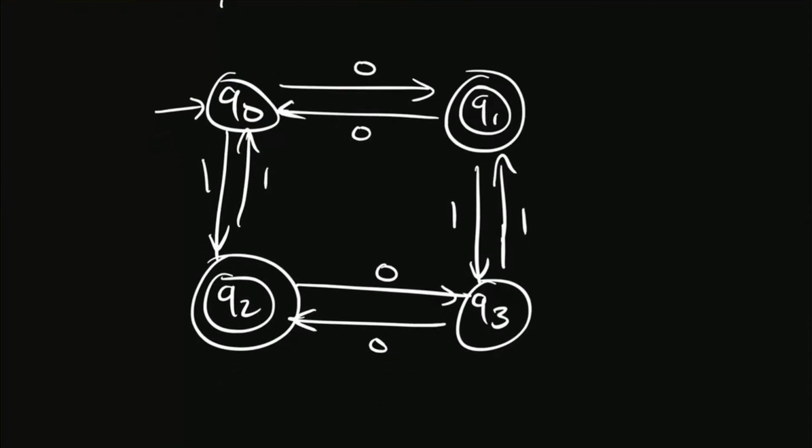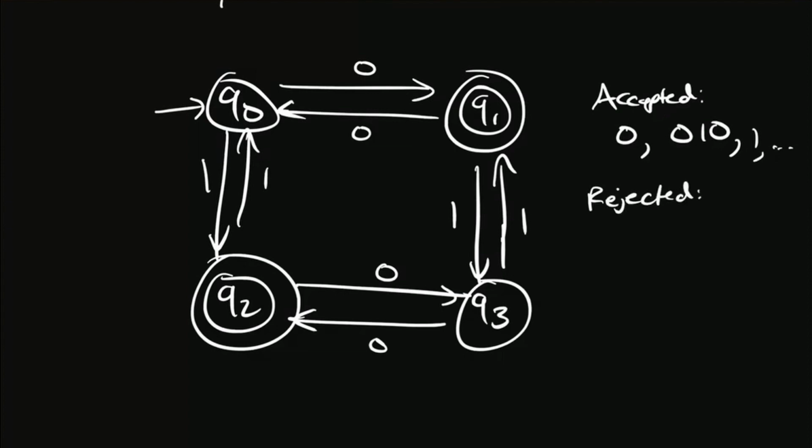So let's see. Can anyone give me a string that is accepted by this machine? Any string at all? Yeah, 0 is one. What's another one? 0, 1, 0 is good. So let's just make a list of some accepted strings. So 0 was accepted. 0, 1, 0 is also accepted. Just one, and we can make an infinitely long list, obviously. What about rejected strings? 0, 1. 0, 1 is an example. 1, 0. Let me write one for you.